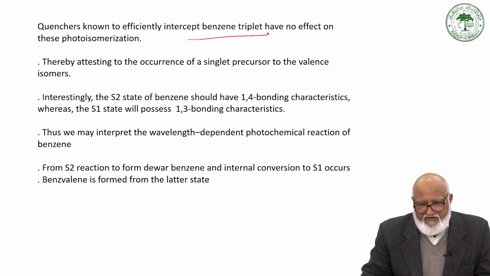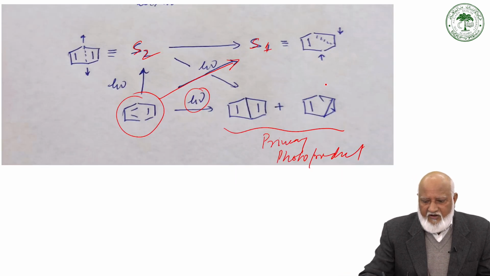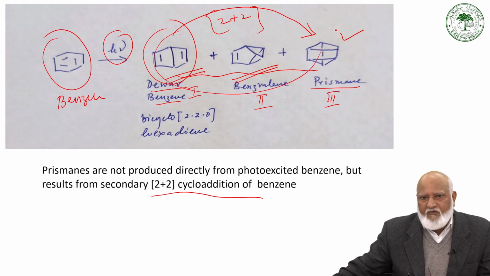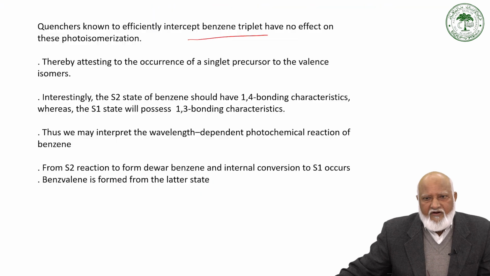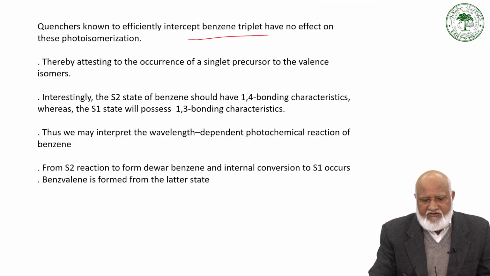It has been found that quenchers which trap triplet benzene have no effect on the photoisomerization of benzene, and hence it can be assumed that all three products originate from the singlet excited state of benzene, since they are not affected by the triplet quenchers.